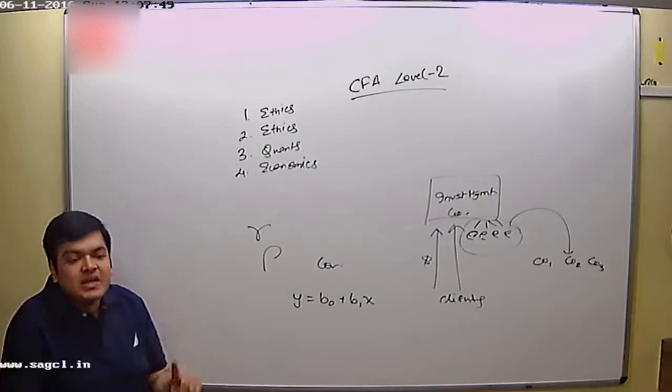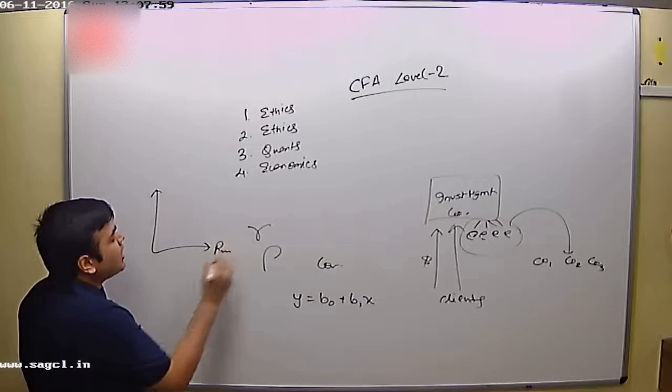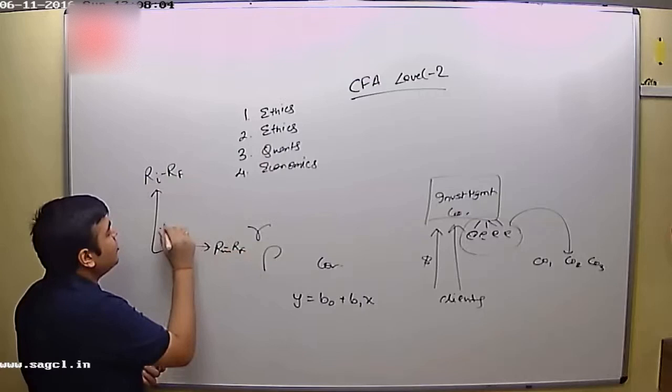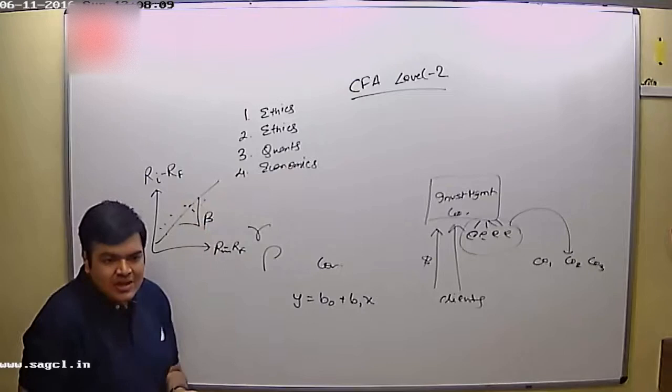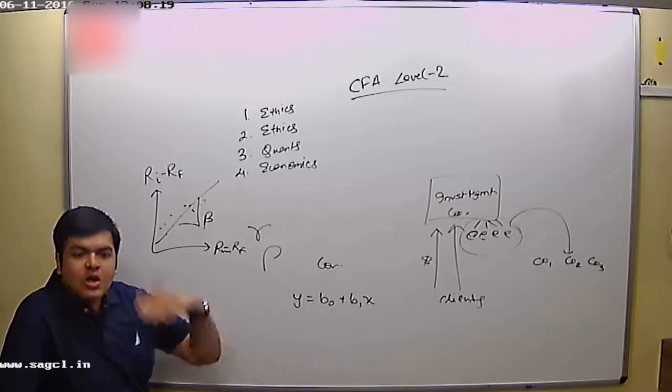If you have done level 1 properly, linear regression appeared in your characteristic line in portfolio. What did you do in portfolio? You used to have the market return and the stock return. You used to have these points, and they used to form an equation. Its slope used to be beta. That is the characteristic line. Beta is the per unit change in stock return with respect to a change in market return. For one unit of market return change, how much will my stock change? That is what beta tells you, the sensitivity of the stock with respect to the market.